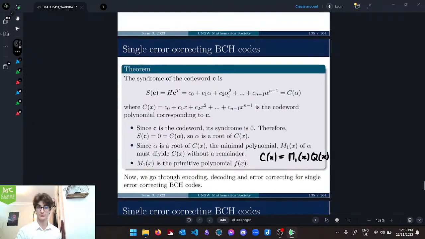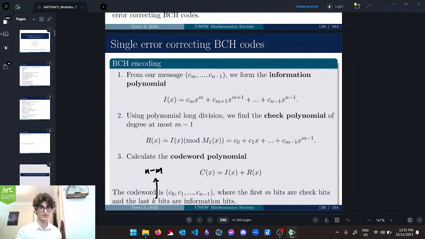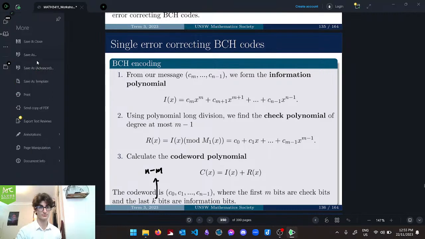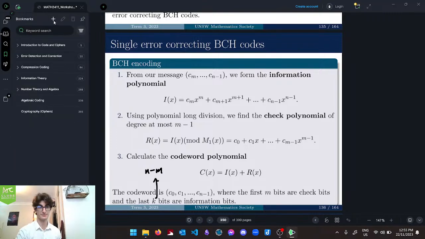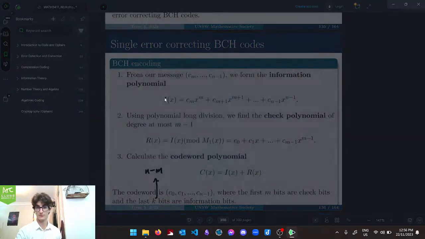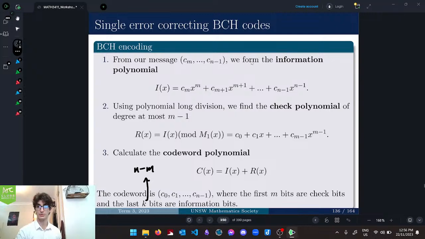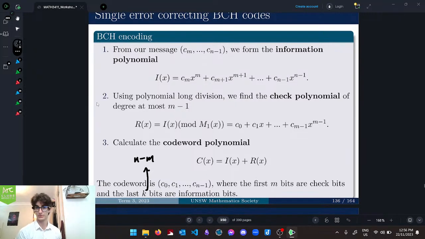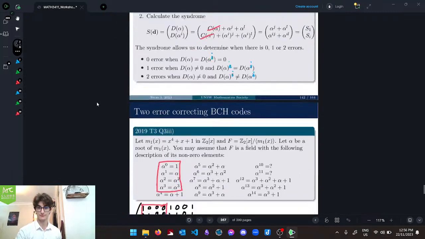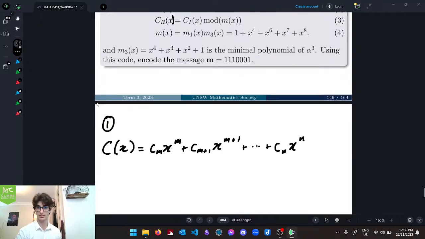Okay. We go back to here. Maybe I'll add a bookmark so it's easier to get to. There we go. All right. So we form the information polynomial. Then using polynomial long division, we find the check polynomial of degree at most m minus 1. So we want to find the check polynomial here.